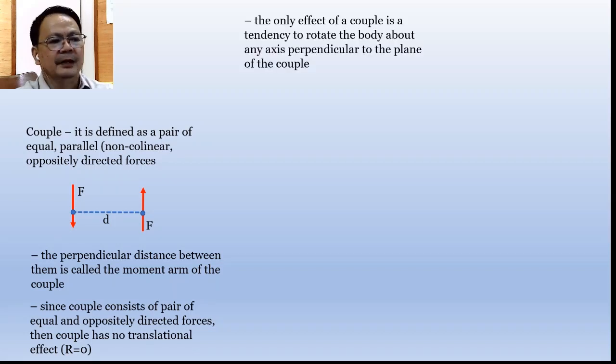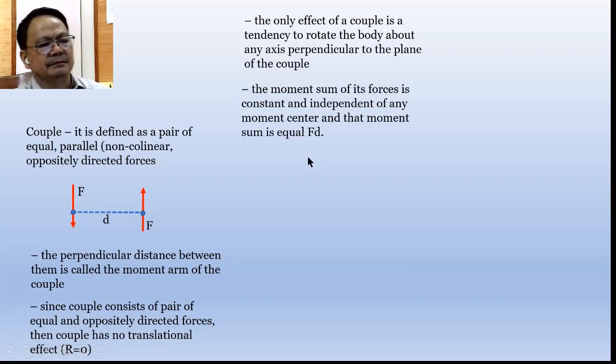However, the only effect of a couple is a tendency to rotate the body about any axis perpendicular to the plane of the couple. Though the resultant is 0, there is still an effect. The effect of the couple is to cause rotation about an axis that is perpendicular to the plane that contains the couple. And the moment sum of its forces is constant. That is one unique property of a couple.